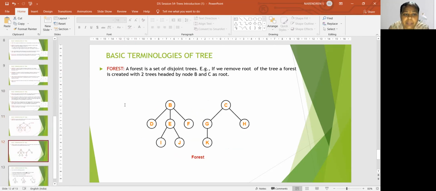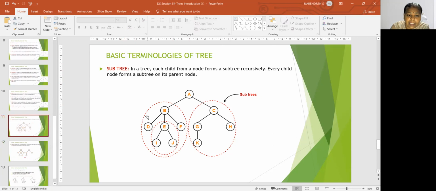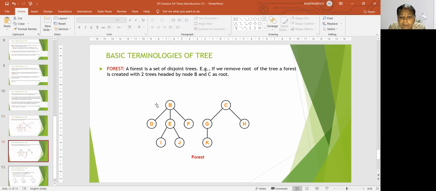Next is the forest. What do you mean by the forest? A forest is a set of disjoint trees. If you remove the root of a particular tree, the forest is created with the two trees headed by nodes B and C as roots. For example, I remove this A. Then B and C each form a separate tree. After removing the root node, if it creates more than one tree, this is called a forest.